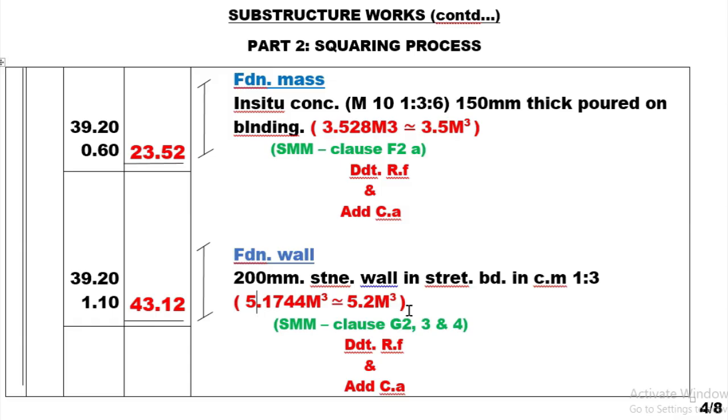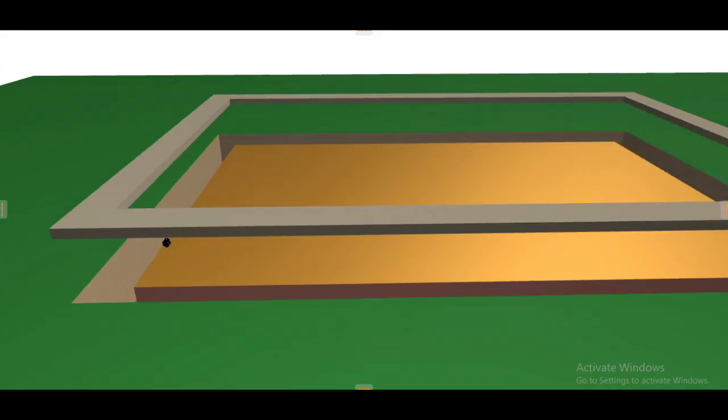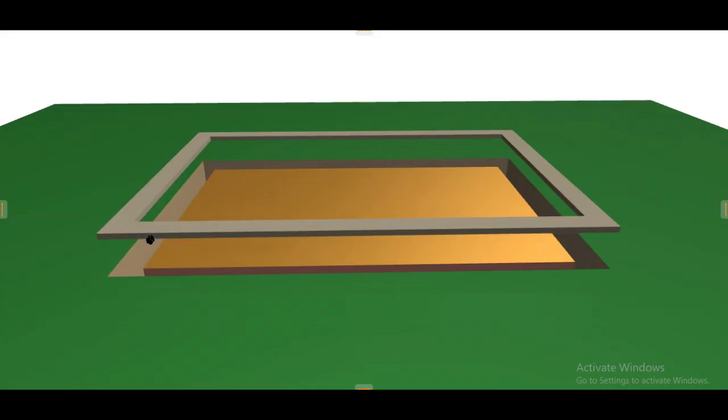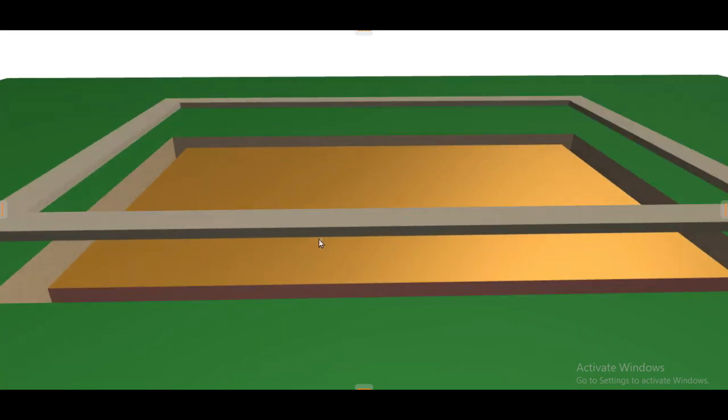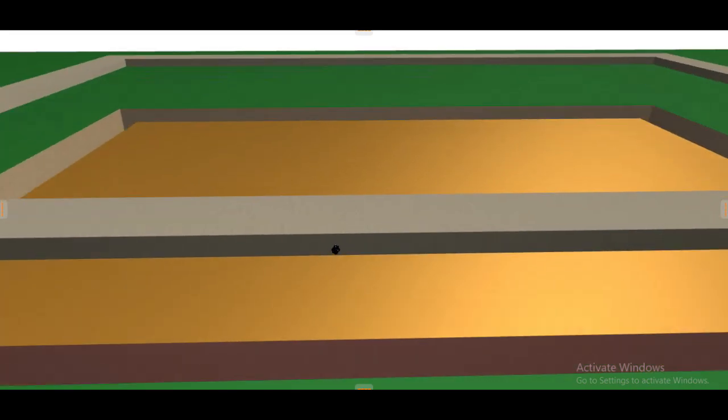So watch the following video demonstrating foundation mass as well as the foundation walling. And so if I want to get the volume of this foundation mass, I will multiply the length, that is the mean girth all around, times the width times the depth. This is from this upper edge to this lower edge, and the volume that I'm going to get, I proceed now to the abstracting and eventually to the bills of quantities.